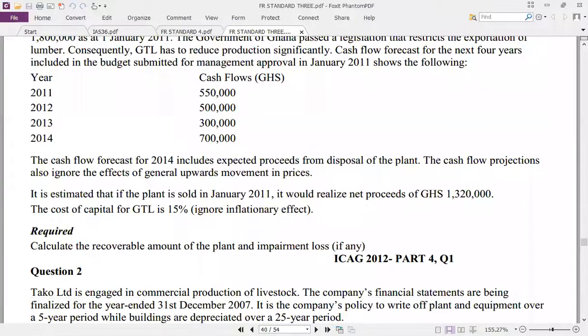Let's look at this question. It's called Gosu Timbers. So Gosu Timbers, let's look at the requirement: calculate the recoverable amount of the plant and impairment loss, if any. So this is 2012 part four, the final open reporting question, question one.